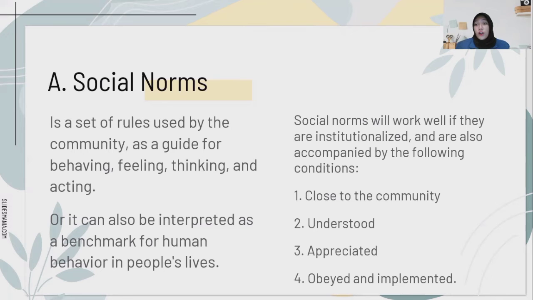Social norms will work well if they are institutionalized and are also accompanied by the following conditions. First, close to the community. Two, understood. Three, appreciated. And four, obeyed and implemented.